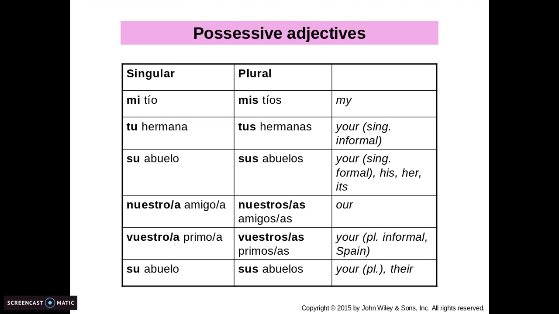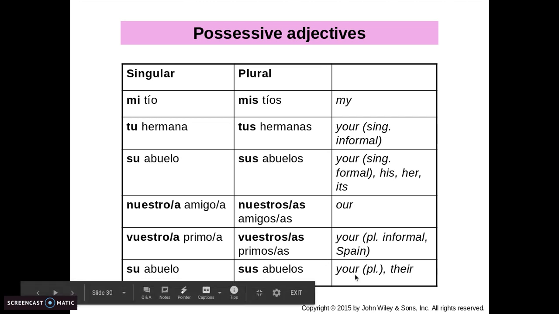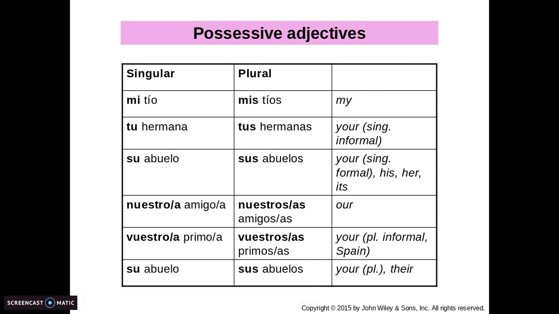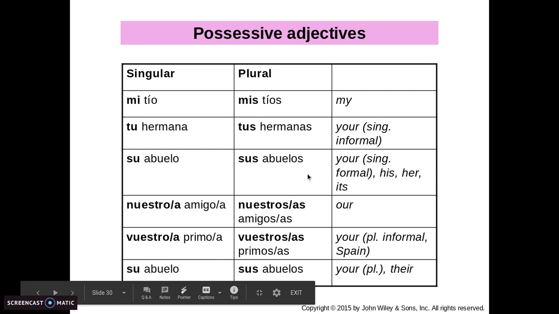And then, of course, su and sus again for your, you all, or their. So notice that su or sus is used for the third person. Anytime it's his, her, or their, but also for the formal forms of you, for usted and ustedes. So if I say su abuela es muy simpática, then I could be saying his grandmother is very nice, or I could be saying your grandmother, formally speaking to you, is very nice. So keep that in mind. We would need to understand from context who the su or sus is belonging to.